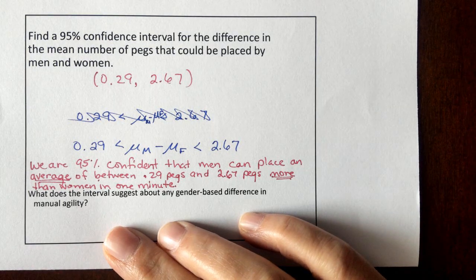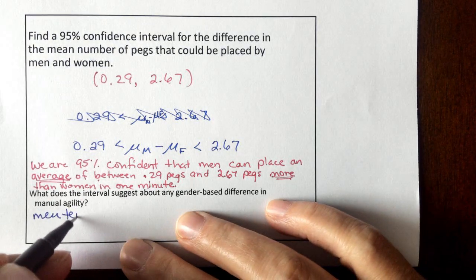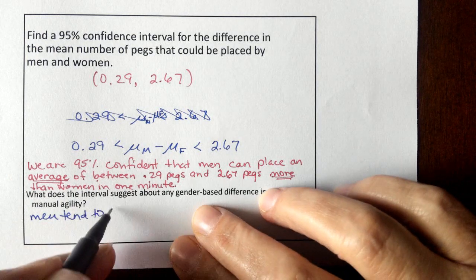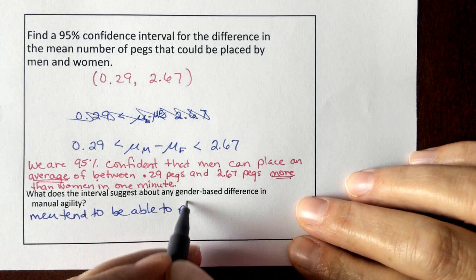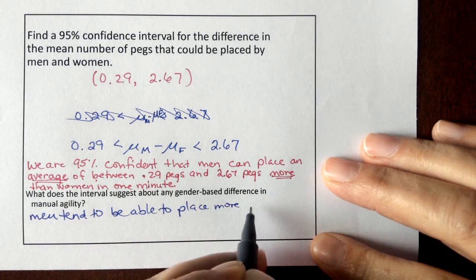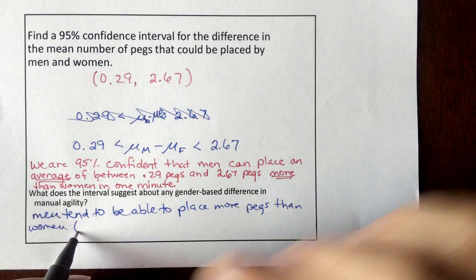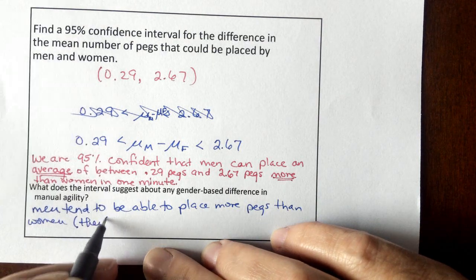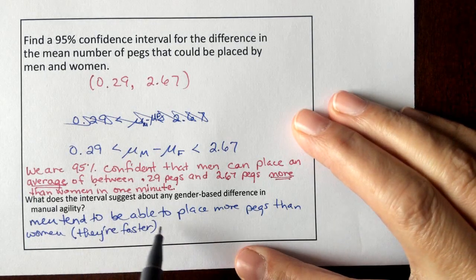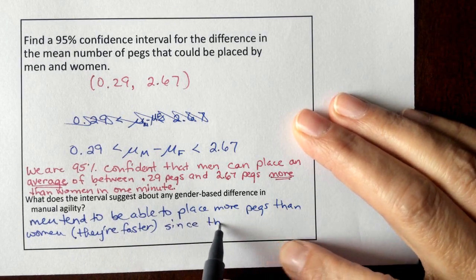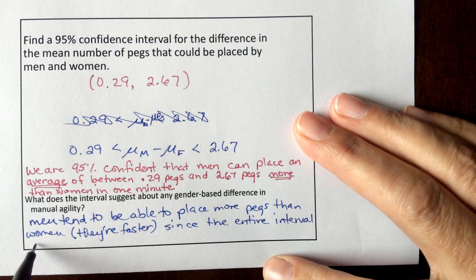So what does this suggest? Well, it suggests, doesn't prove it, just for the record, but it does suggest that men tend to be able to place more pegs than women. In other words, they appear to be faster, since the entire interval is positive.